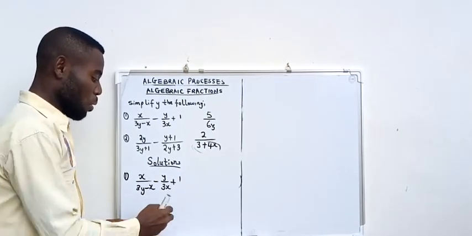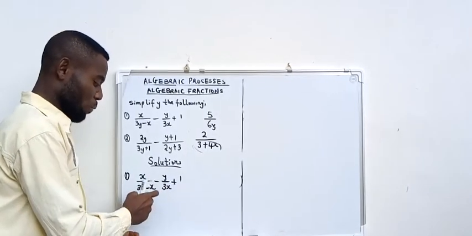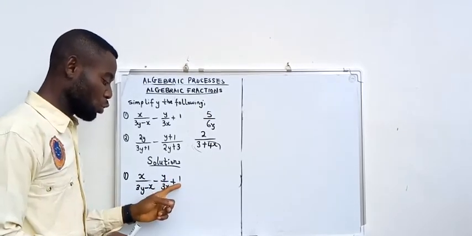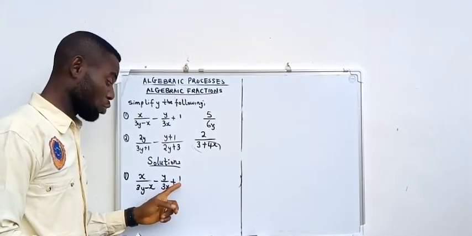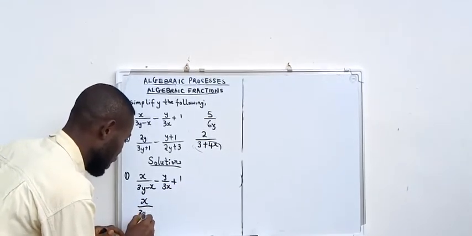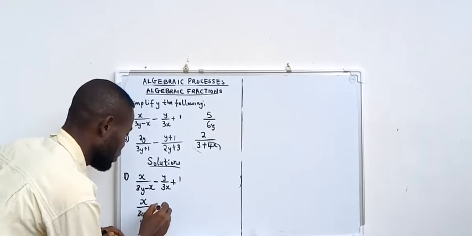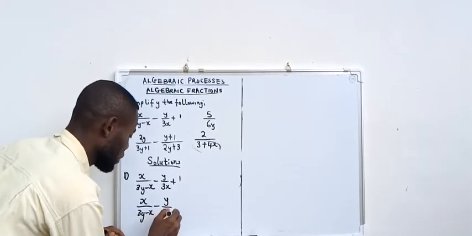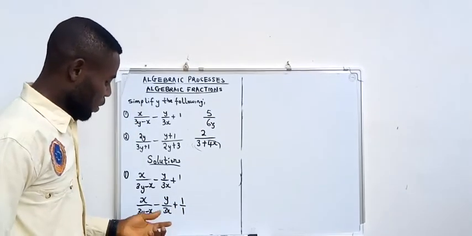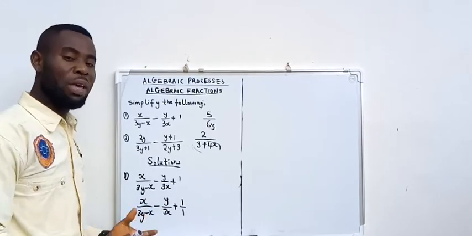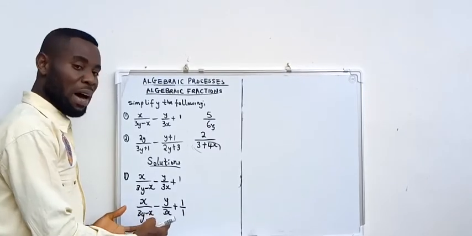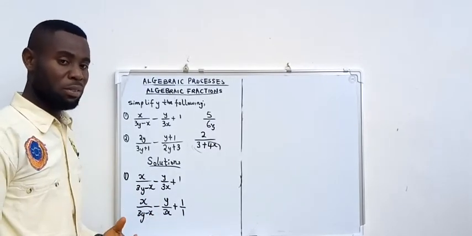Now, I want us to turn this into a fraction. And to turn it into a fraction, we simply introduce over 1 here. So we say x/(3y minus x) minus y/3x plus 1/1. Now, having done this, we have expressed all of them in fractions. The reason for this is to simplify the work, help us understand it better.